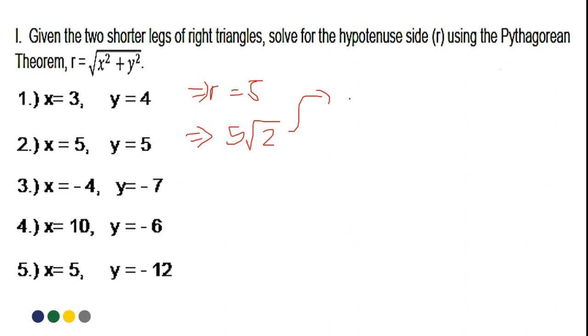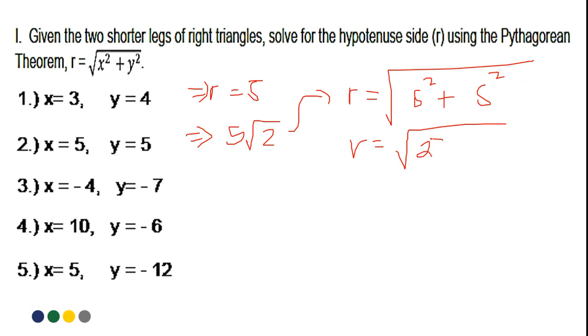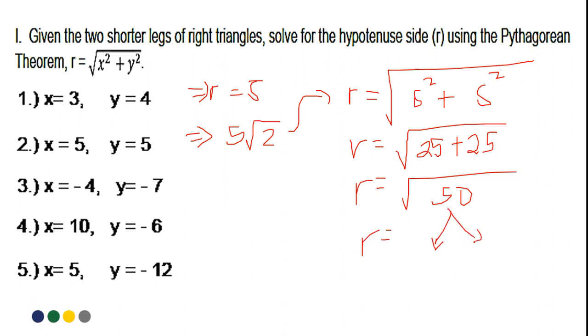So, paano po naging ganyan? Ito, tignan nyo itong gagawin ko. R is equal to square root of 5 squared plus 5 squared. So, R is equivalent to what is 5 squared? 25 plus 25. Next, what is 25 plus 25? 50. Then, what is the perfect square number of 50? Ano yung pinakamalaking perfect square number ng 50? Or meron bang perfect square number ang 50?